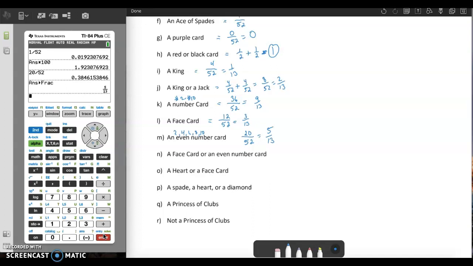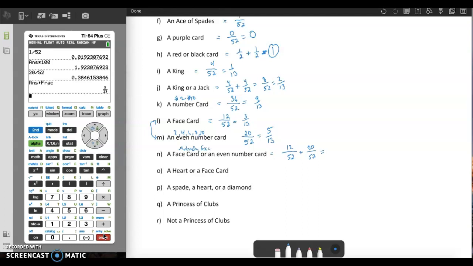A face card or an even number card. So look, this refers back to these prior 2 questions. So let's see, a face card, there were 12 out of the 52 ways to do that. And an even number card, there were 20 out of 52 ways to do that. And then the question is always, was there a way to be both? Is there a way to be a face card and at the same time an even number card? And no, there's not. So in this case, these are mutually exclusive.